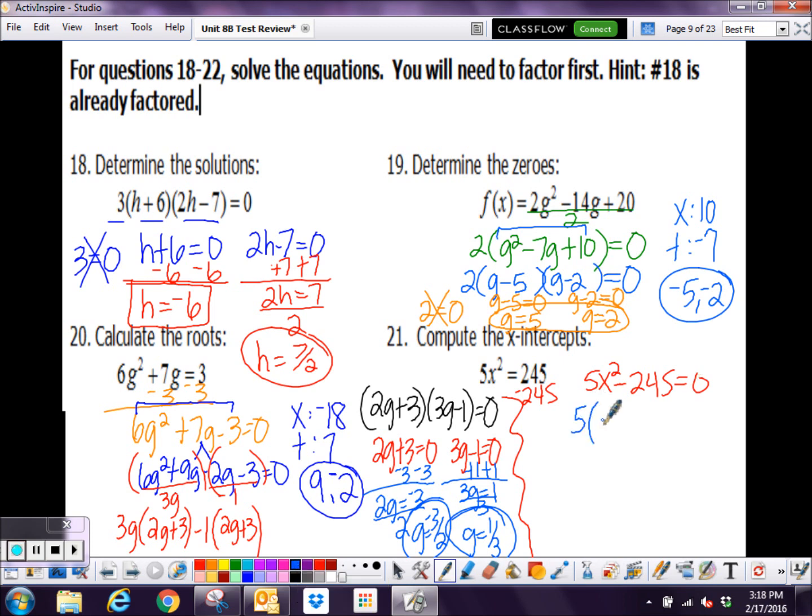Okay, so we're going to look for a GCF, and we have one. 5 goes into both of those. So I'm going to take a 5 out, and that leaves me with x squared minus 49 equal to 0. Now, we got lucky because x squared minus 49 is a difference of squares. So that's going to break down into x plus 7 and x minus 7 equal to 0, which makes it easy when we set these equal to 0, because that means I'm going to have x equal to 7 and negative 7. And those are my two solutions.